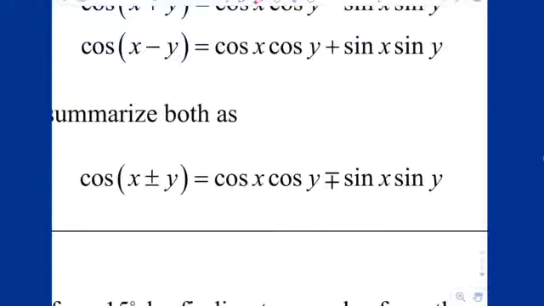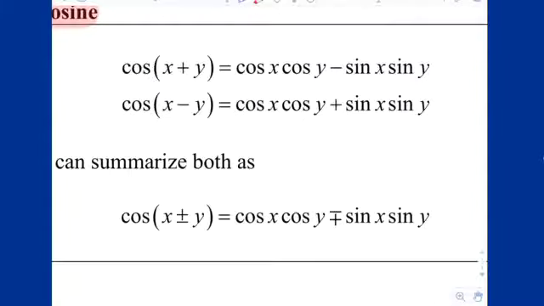No, that's minus plus, sine x sine y. So if it's plus minus here, it becomes minus plus here. And that indicates that the sign, S-I-G-N, does what? Changes. Okay, cool.